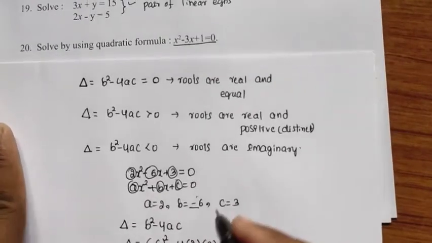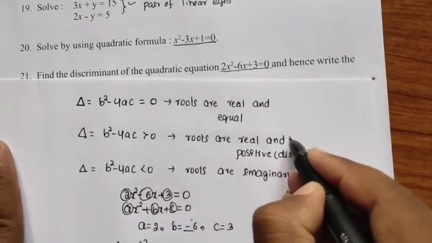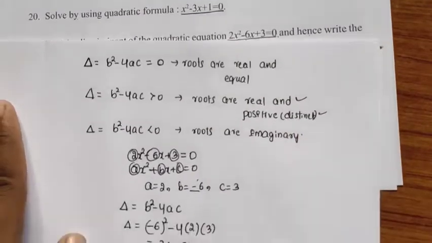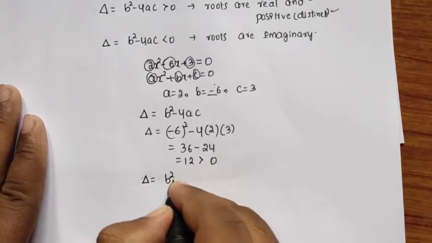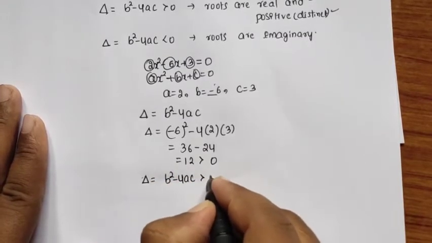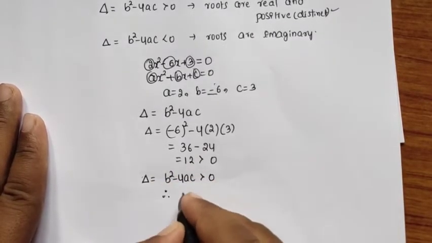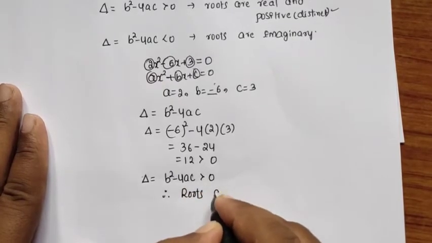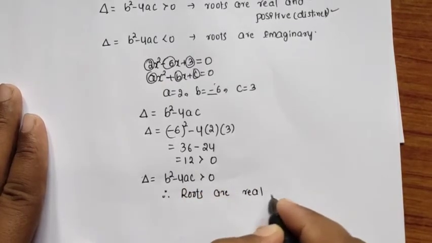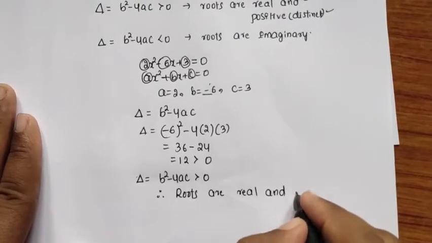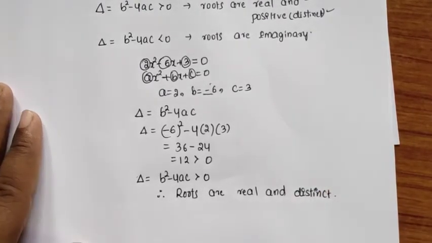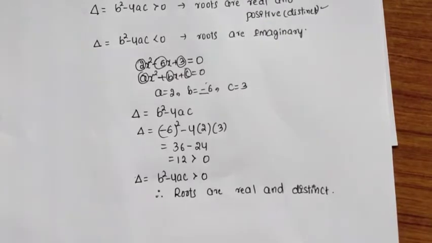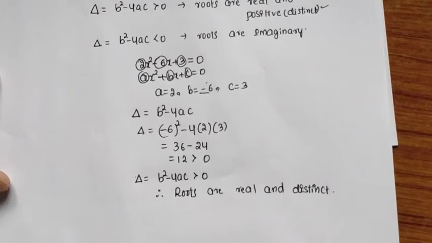So you check the condition for greater than 0. Roots are real and distinct. So you write that here del is equal to b square minus 4ac, the value is greater than 0. Therefore roots are real and distinct. So this is the answer for this question.